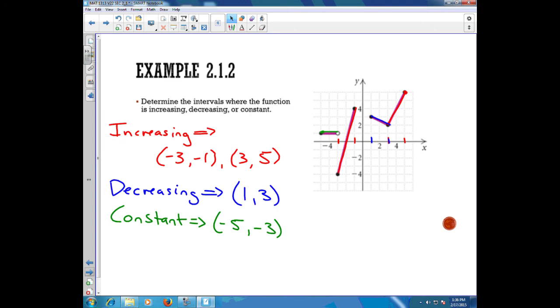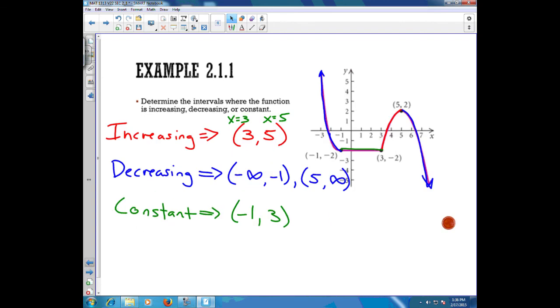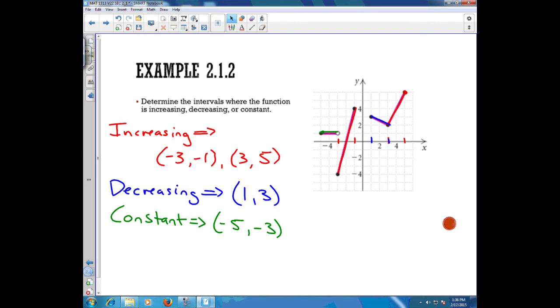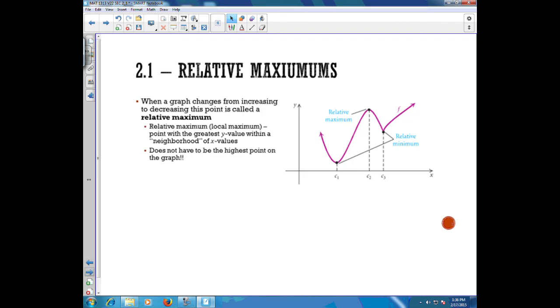Notice that in the past two examples, we've accounted for the entire function. The function is either increasing, decreasing, or constant, and it will account for the entire function on both of these. So in between intervals where we have increasing and decreasing, we can have things that are called maximums and minimums.